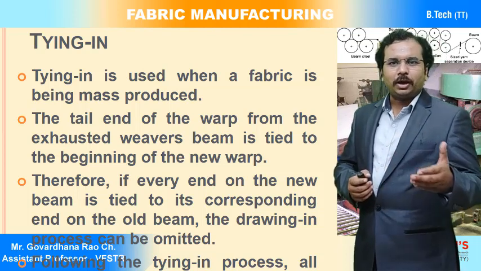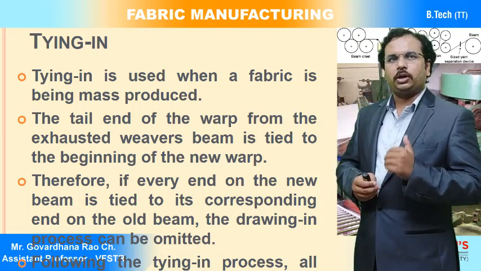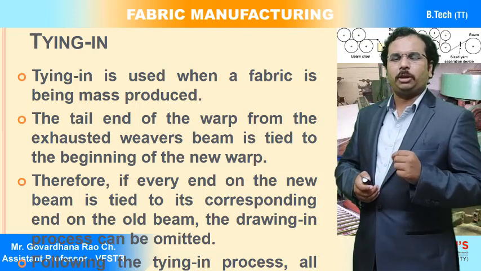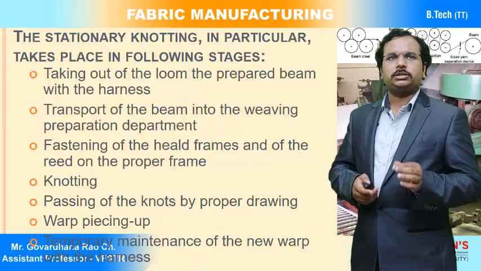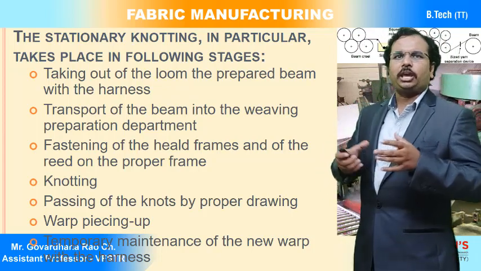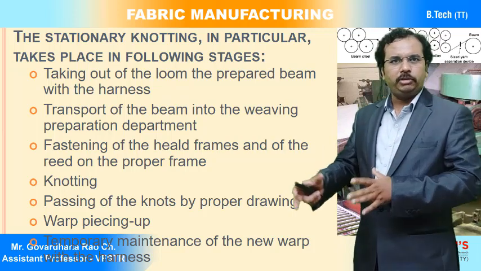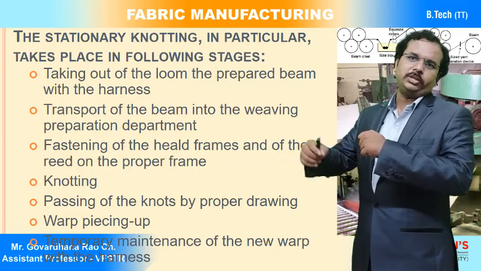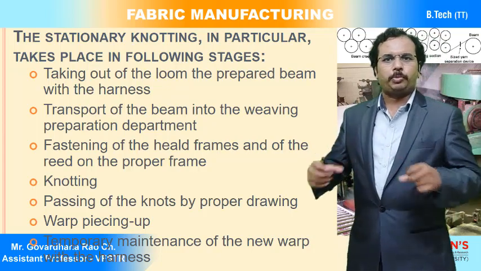Okay, so as I already explained, if every end on the new beam is tied to the corresponding end of the old beam, the drawing in process can be omitted. So the following is the tying process, all you can see here. There are different stages: taking out the loom, the prepared beam with the harness, transporting the beam into the weaving area, and fastening the heald frames. Both the heald frames of the weaving machine are going to be tied so that it is proper.